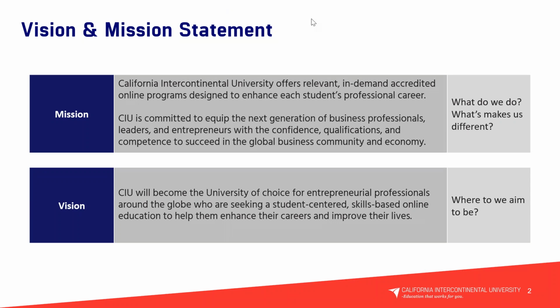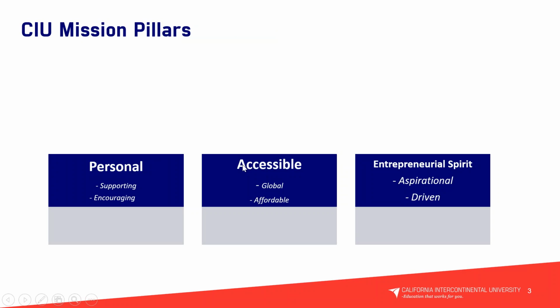Basically, what we do is, we're an online university that provides stellar academic courses to students, specifically to entrepreneurial-spirited students and global leaders, to provide you with that support and that community. And then our vision is just to be the university of choice for entrepreneurs and global business leaders like yourself. So that's our vision and our mission statement here.